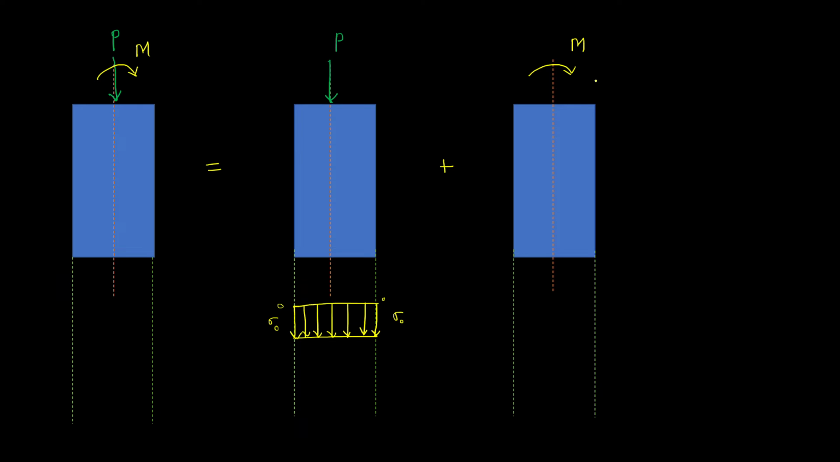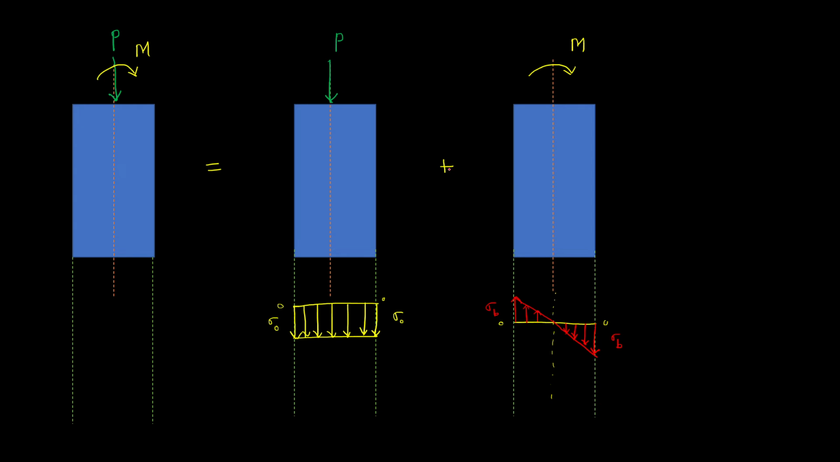Whereas in case of a member subjected to moment, if this is a zero line, then there will be compression on right hand side and tension on left hand side because of the clockwise moment. So this is a compression here and this is the tension. This value is sigma b and this is also sigma b.